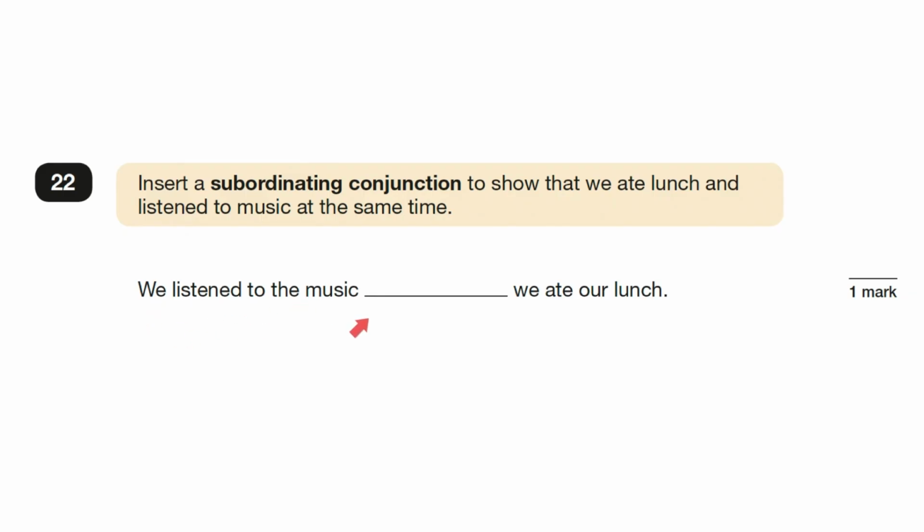So we listen to the music. We can't just put because we ate our lunch or although we ate our lunch. So the conjunction that shows that is while. Okay, and again, we should be quite familiar with that. We listen to the music while we ate our lunch. So again, very straightforward. And we must make sure that when we write this, we're not capitalizing any letters and it's all written as lowercase as the rest of the sentence, just so that it's presented accurately. And that would get us the mark. Very simple. An appropriate subordinating conjunction would get us that 1 mark, and we can move on.